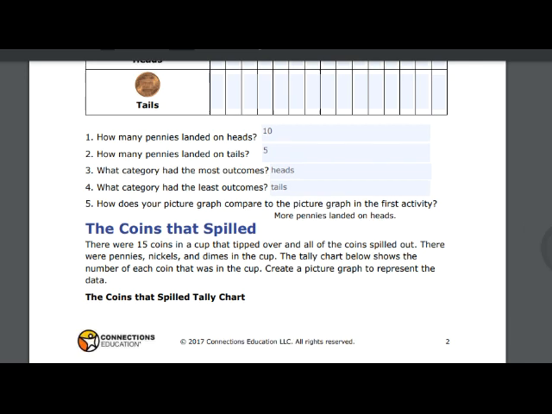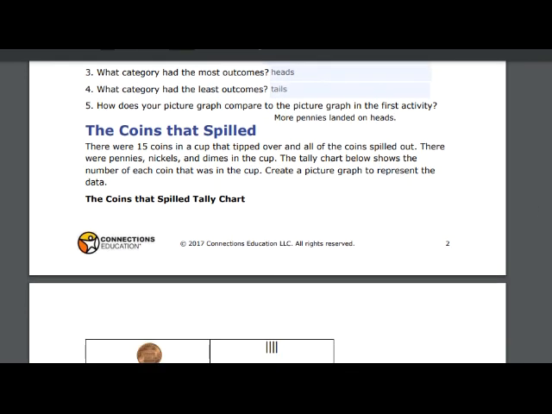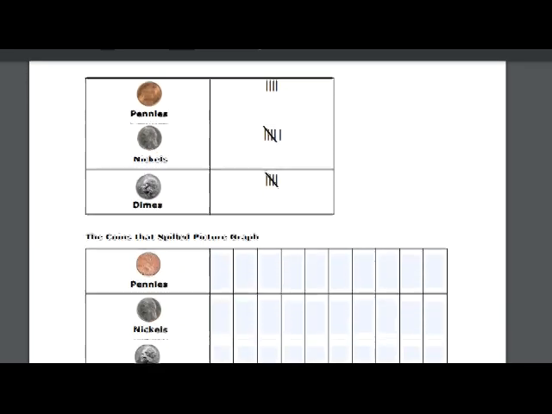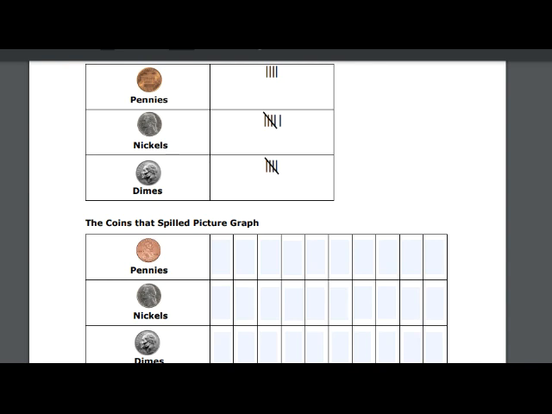All right. There were 15 coins in a cup that tipped over, and all of the coins spilled out. There were pennies, nickels, and dimes in the cup. The tally chart shows below the number of each coin that was in the cup. Create a picture graph to represent the data. So again, they've completed the tally chart for us. 4 pennies, 6 nickels, 5 dimes.